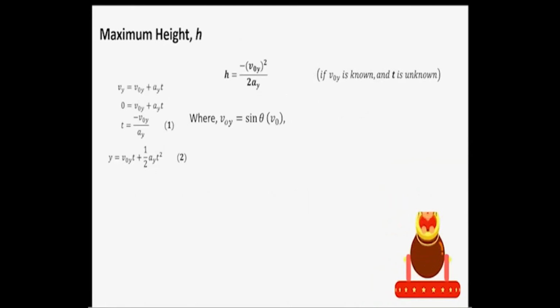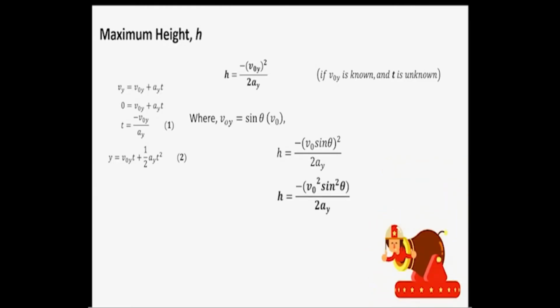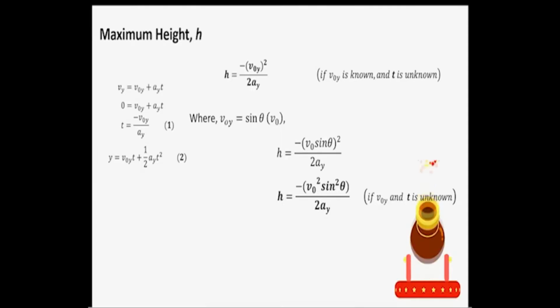Now, remember that v sub 0y in case number 1 is equal to sine theta times v sub 0, or sine theta times the magnitude of our initial velocity vector. Now, if we substitute that in our equation above, h is equal to negative v sub 0 sine theta, squared, all over 2a sub y. Simplifying this one, our third formula for maximum height is negative v sub 0 squared sine squared theta all over 2a sub y. And if you're going to input that in your calculator, for sine squared theta, all you need to do is to square the sine theta value of a given angle.